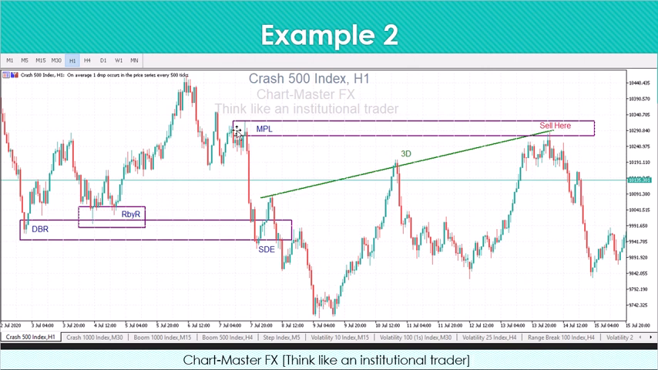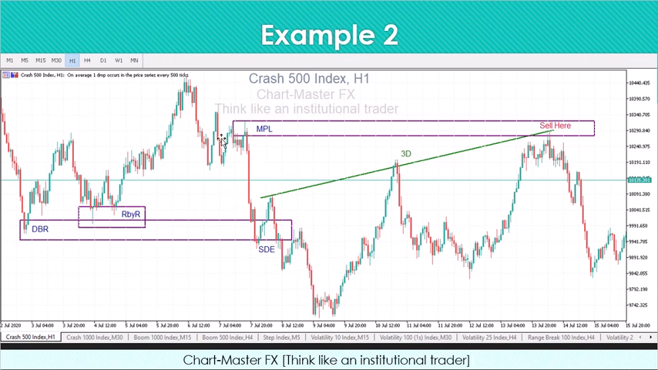And what happened here, we had an MPL here. Once we had an MPL here, the price approached the MPL in the form of a 3 drive. Then you can place your trade here. So this is an MPL. And you can see that this price was dropping. There was a strong momentum to the downside.